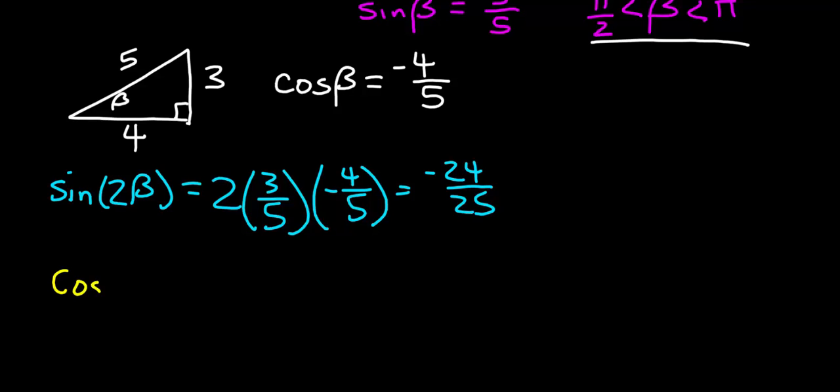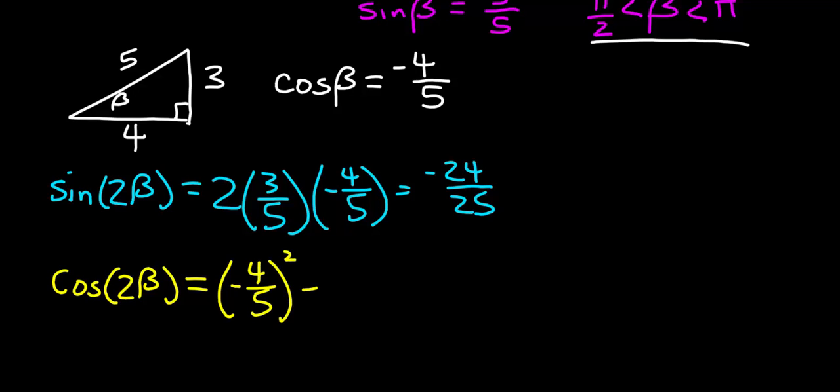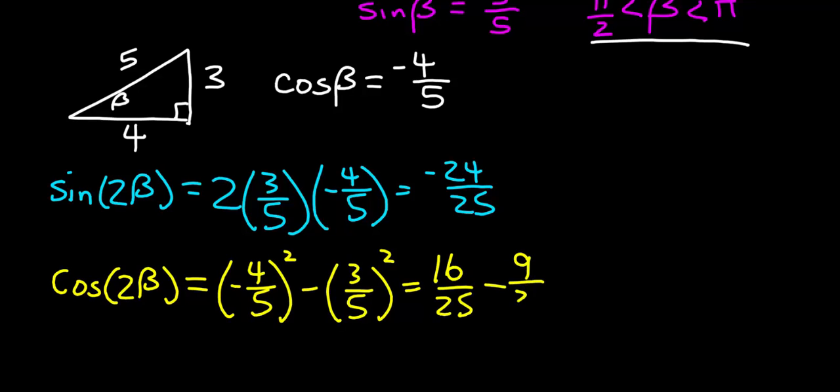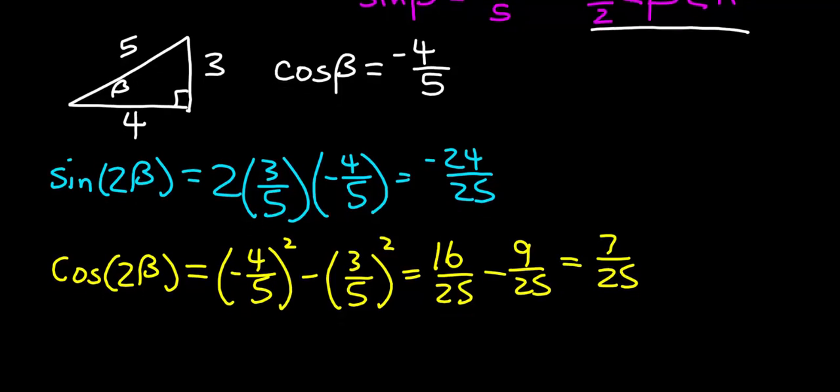Now we can also calculate cosine 2 beta. So cosine 2 beta is going to equal cosine squared minus sine squared. And that's going to equal 16/25 minus 9/25, okay, which is going to be 7/25. So there we have it. We have sine and we have cosine for the double angle.